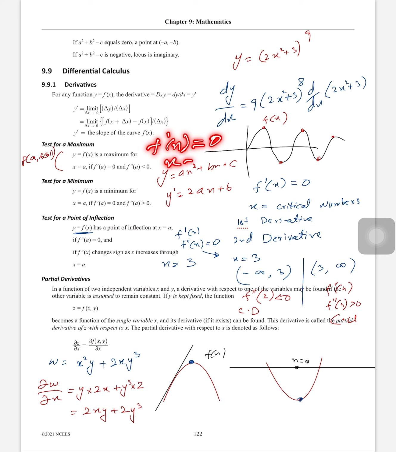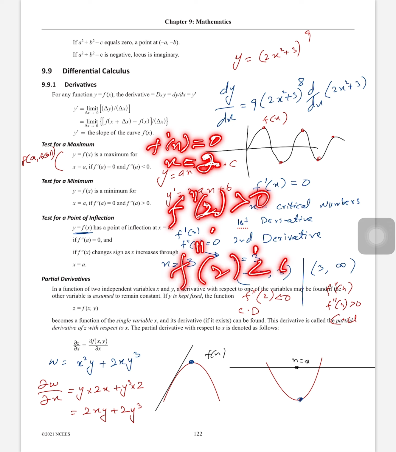So if you got 2 as a critical number, then you take the second derivative and put 2 in it. If that is greater than 0, then at that critical number there will be a minima. And if f double prime of 2 is less than 0, at that critical number there will be a maxima.